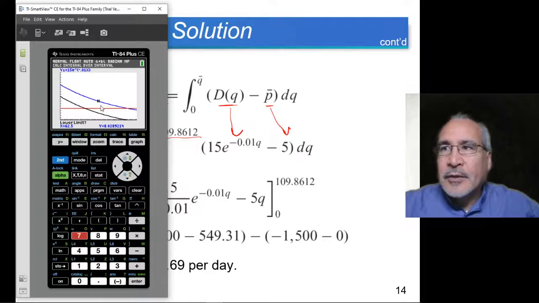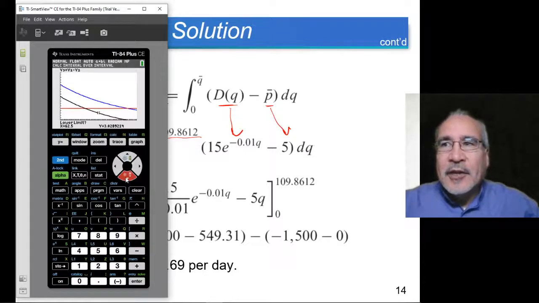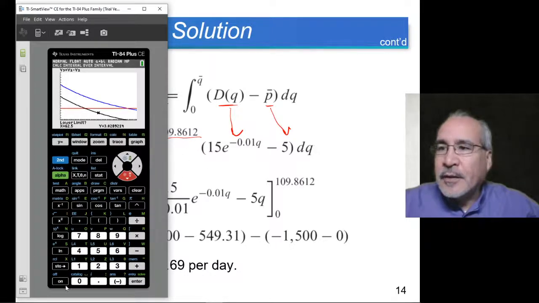Now remember, I've got to choose my correct one. This is why you may want to turn off, especially if you don't have color, your other graphs. Okay, but I am now on this graph. It tells me I'm on the y3, which is y1 minus y2. I want as my lower limit 0, so I put 0. I want as my upper limit 109.8612. Enter. Boom, look, I got 450.693.